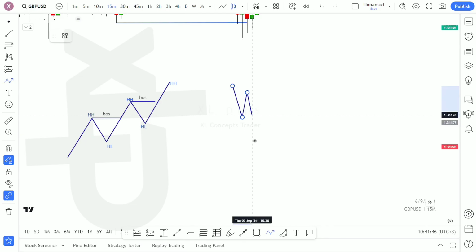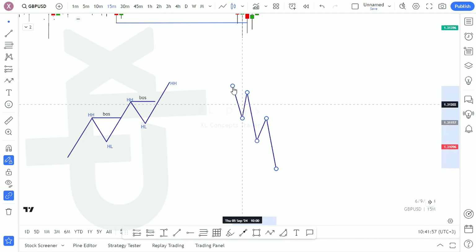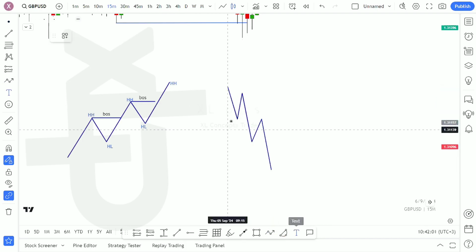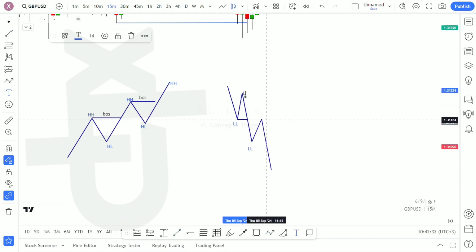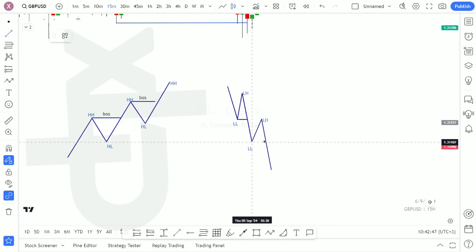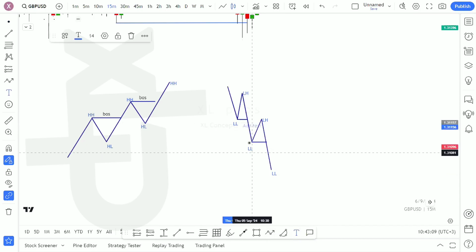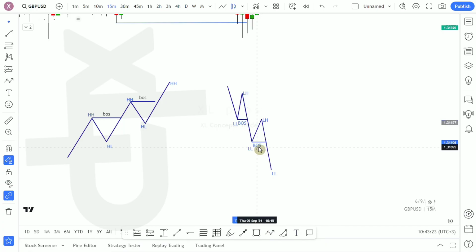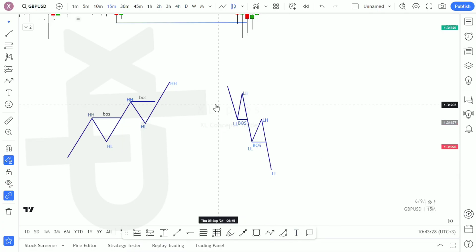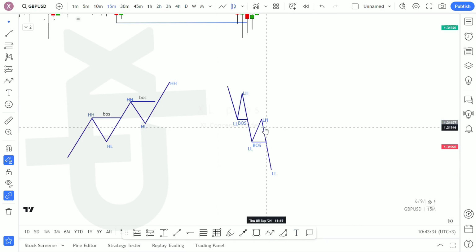So let me show an example here of lower lows and lower highs. Now we'll mark the lower lows and lower highs. What happened? Price broke this low here and formed a new low there. So now this is a continuation break of market structure in a downtrend. Price was continuously breaking lower lows and forming new lower lows, and that's how we form the continuation break of market structure in a downtrend.